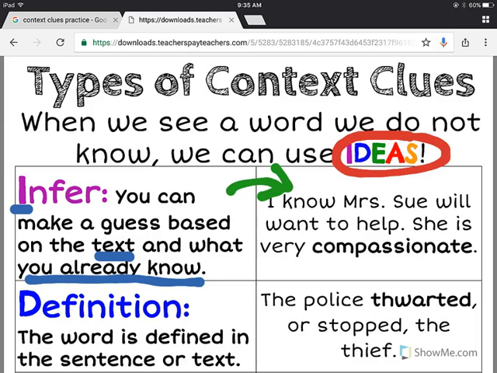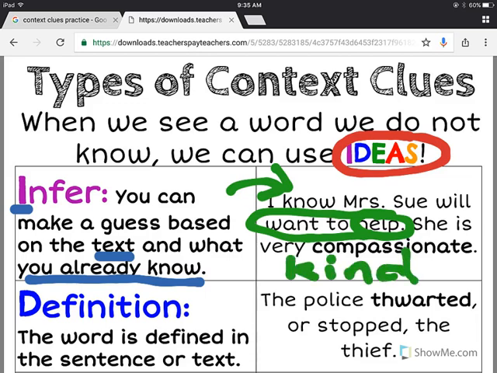It means really helpful. But let's make sure we can prove it in the text, because we can't just go on background knowledge alone. We have to look for words that are actually around in the sentence. So I see the word help, or actually want to help. If she wants to help, that means that she's really nice. She's helpful. So compassionate, to me, if she wants to help, means kind or caring. Any of those would work.